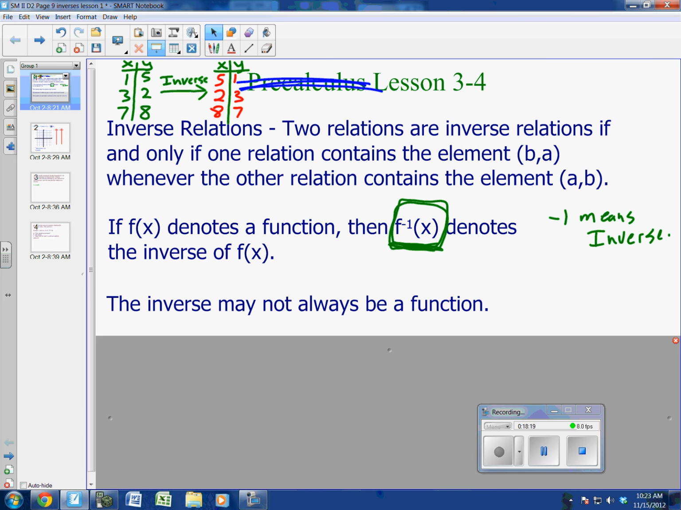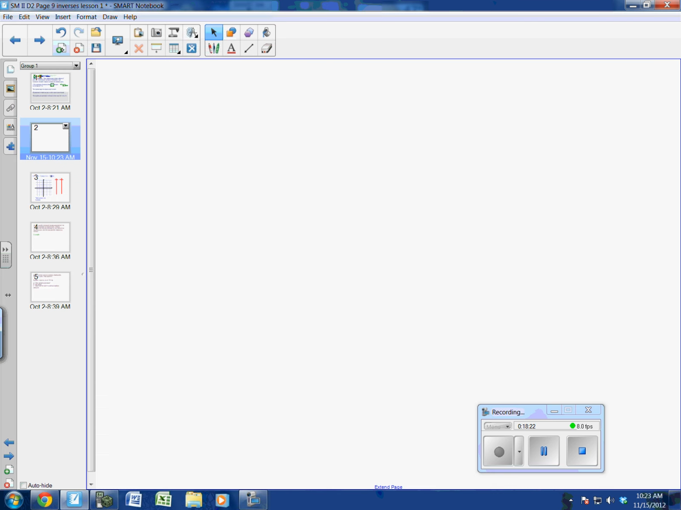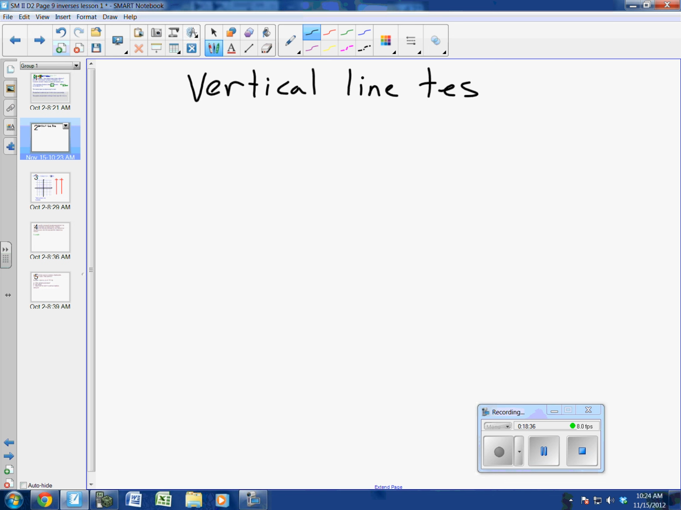The inverse may not always be a function. Let me give you an example of some that are functions and some that are not. Do you guys remember what the vertical line test is? How many of you remember hearing it before? This is what the vertical line test said.